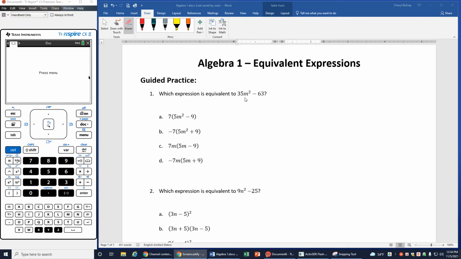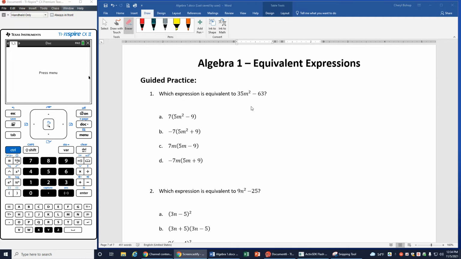The method they're probably going for here is to factor out and see what goes into both 35 and 63 that I can pull out. What is our lowest common or our common factor that I can pull out? And if you can factor it out, then you'd find your result. If you have a hard time with factoring, then your second option is you could distribute your 7 back in, and see which one gets you back to where you have 35m squared minus 63.